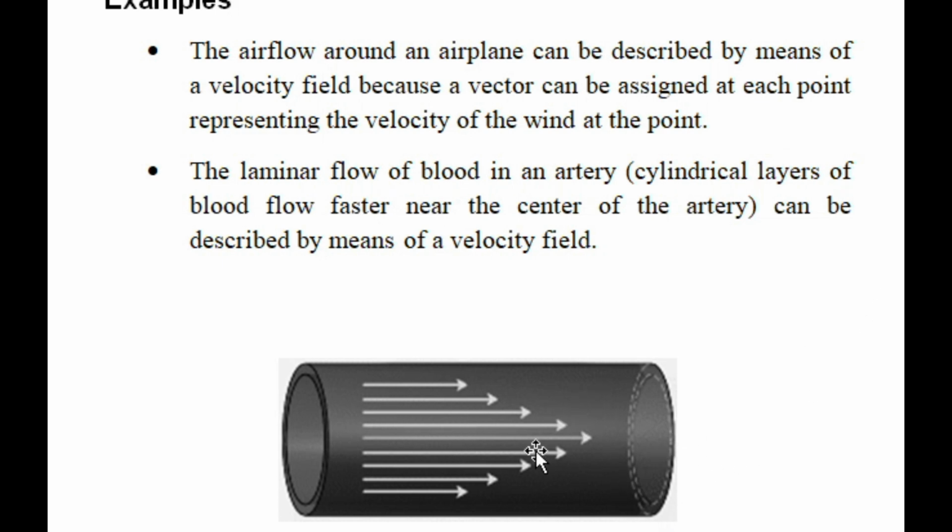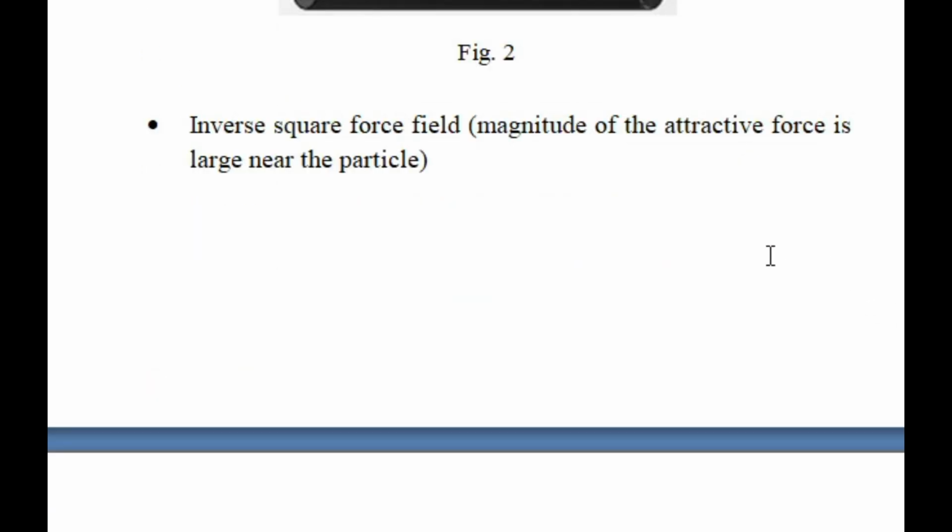And this is an artery, okay, and it shows the laminar flow of the blood, and the blood flows fast in the middle. Such situations can be described in terms of a vector velocity field. Velocity field is an example of a vector field. The laminar flow of blood in an artery: the artery has cylindrical layers, and you can see that blood flows faster near the center of the artery. This can be represented by means of a velocity field.